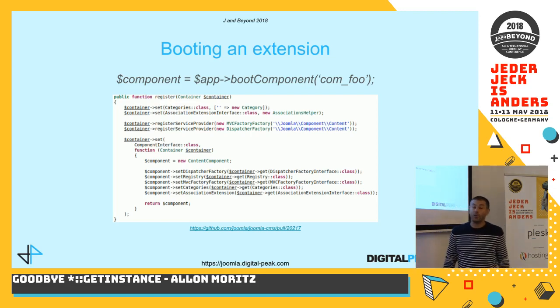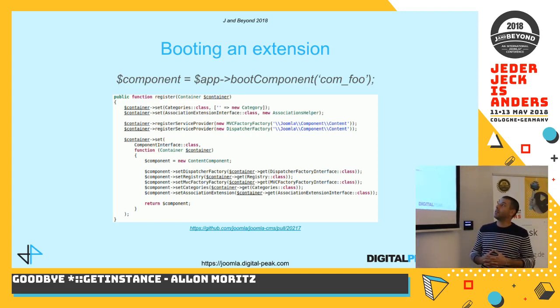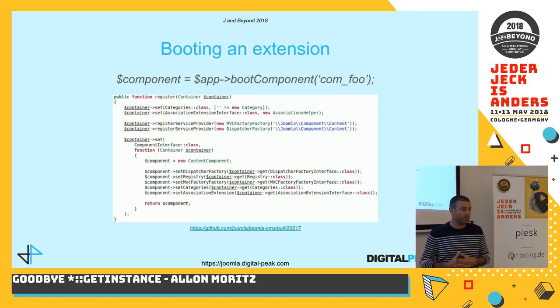What you can do now in Joomla 4 is, on the application, there is a boot component function, and you're getting back an instance of a component. This component can then provide some services. What we did now is we introduced that new concept in com content. In the next couple of weeks, I want to do the PRs for the rest of the components. I guess this morning George did one for com modules.